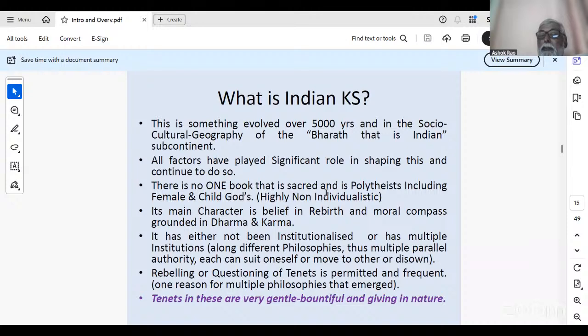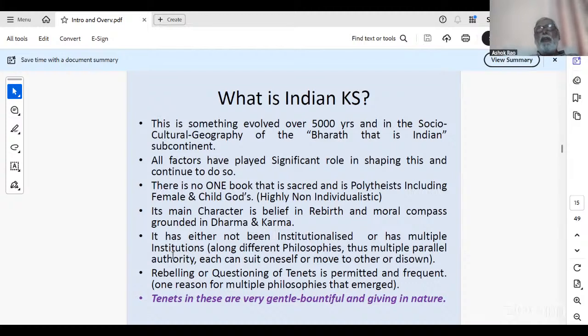there is no one book that is sacred, and we are polytheists, including female and child gods. We are highly non-individualistic. That's why we have hundreds of gods, hundreds of saints and philosophers, and hundreds of books to follow. Our main character is belief in rebirth, which is not there in the other sects, and the moral compass grounded in two words called dharma and karma.